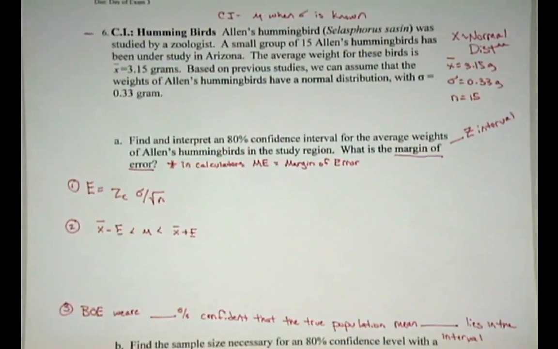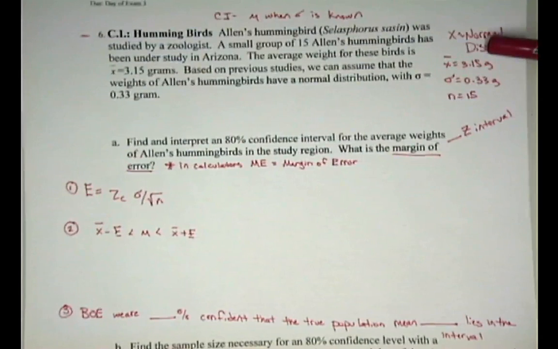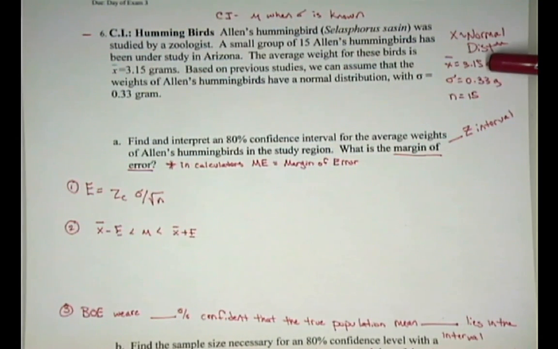Okay, so this is a confidence interval for a mean when sigma is known. And it's about hummingbirds, so hopefully you've read through the problem. I got from the problem that x is the weight, the average weight of the birds, and x bar is the average weight. So the variable of interest is the weight of the hummingbirds, but it's a normally distributed variable. It has a sample mean of 3.15 grams and a population standard deviation known to be 0.33 grams based on previous studies. N in the sample is 15.